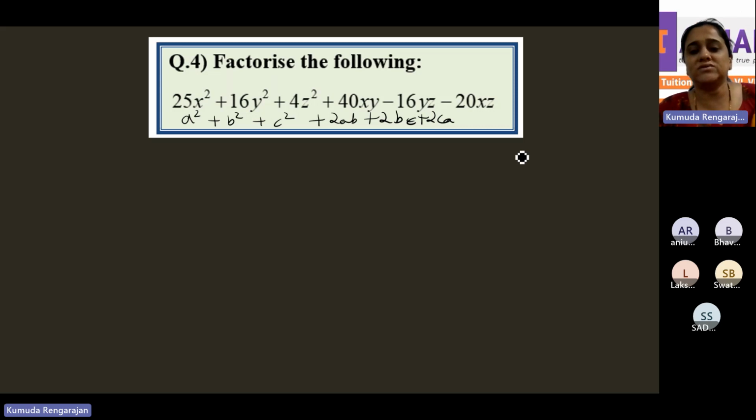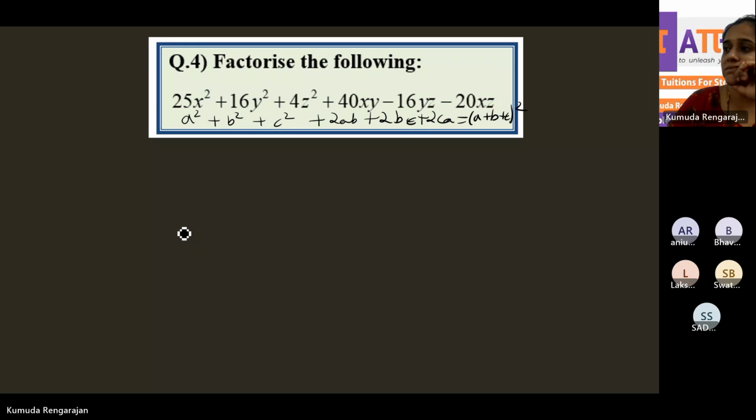So now how do you factorize this? This is equal to a plus b plus c the whole square. That is a plus b plus c into a plus b plus c.